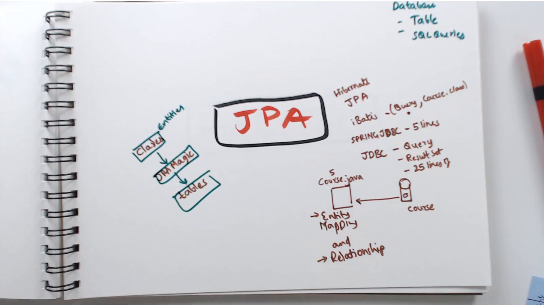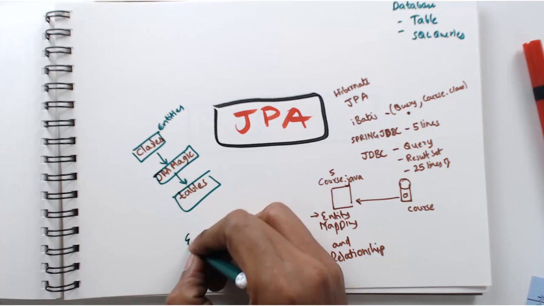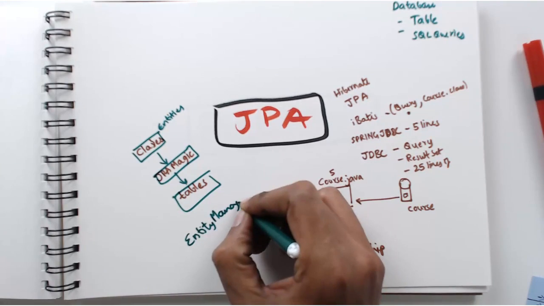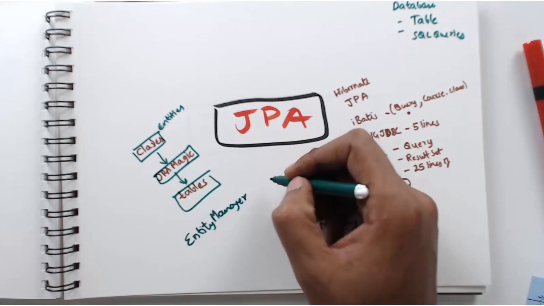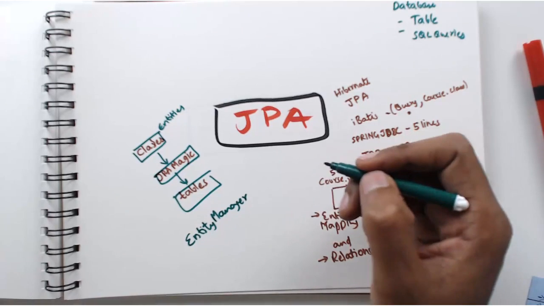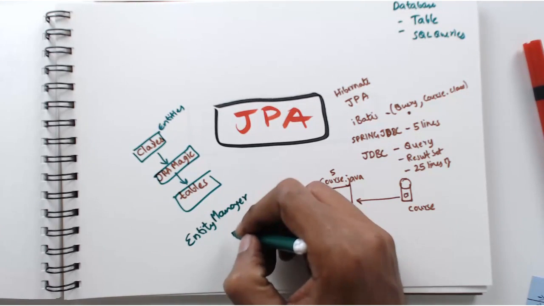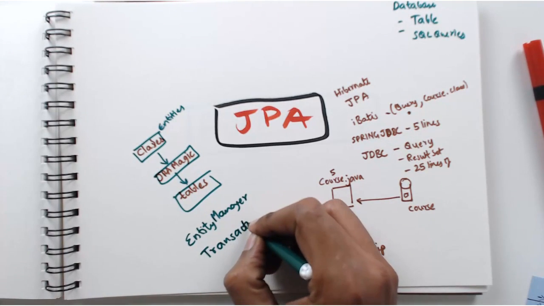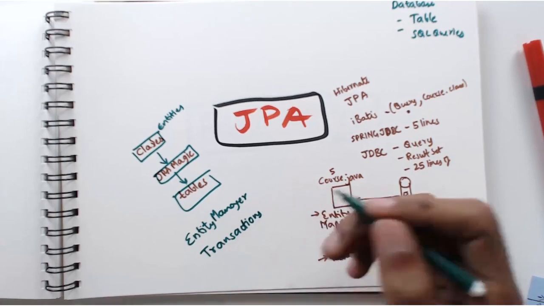Now, what are the other things that you would want to learn about Hibernate? The other important thing that you would want to learn about Hibernate is the concept of entity manager. An entity manager manages the entities. So if you want to save something or delete something, all that is done through the entity manager. You'd want to manage transactions. Transactions are very important when it comes to database.